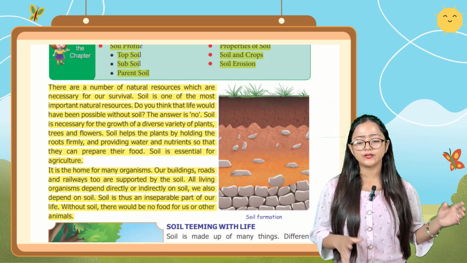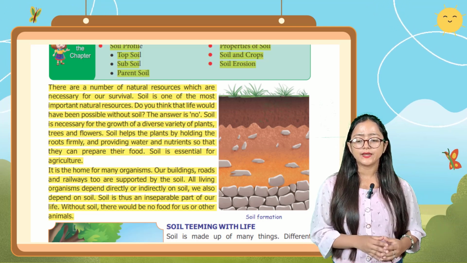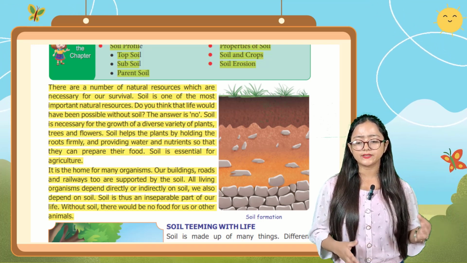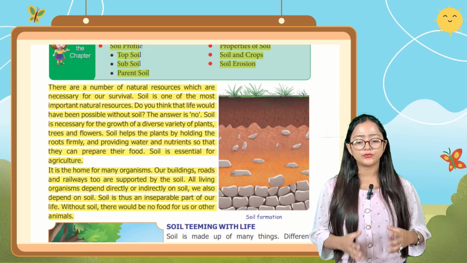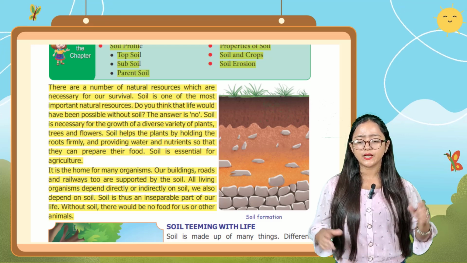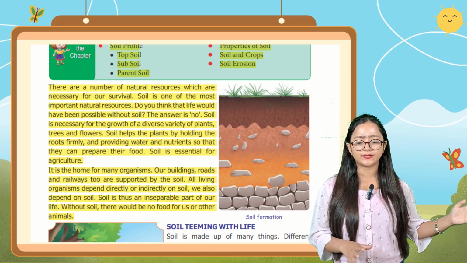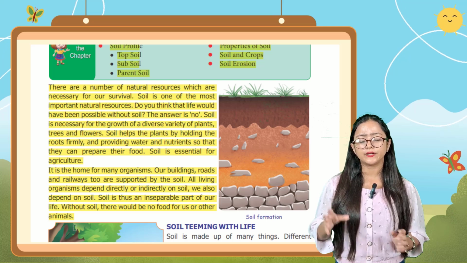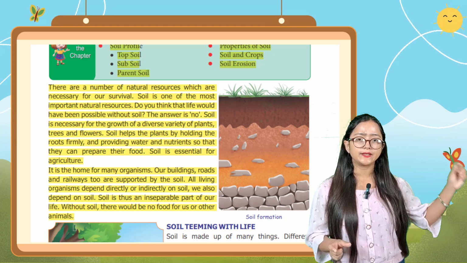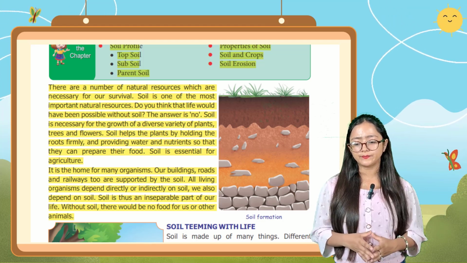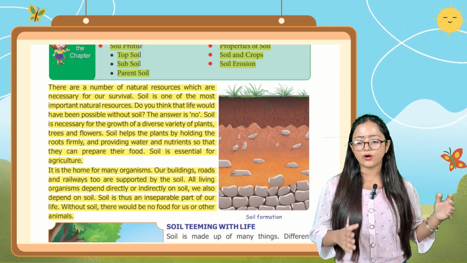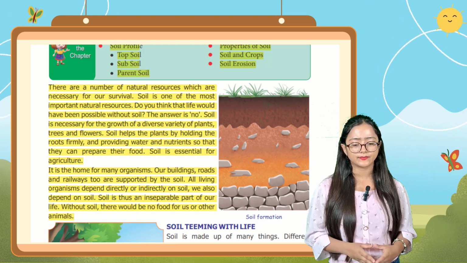Soil is essential for agriculture. It is the home for many organisms. Our buildings, roads, and railways too are supported by the soil. All living organisms depend directly or indirectly on soil. We also depend on soil. Soil is thus an inseparable part of our life. Without soil, there would be no food for us or other animals.